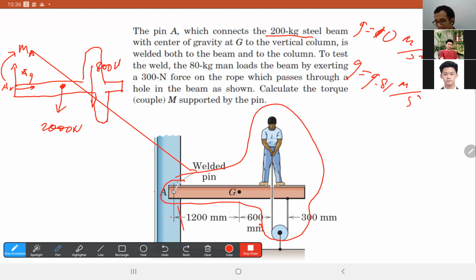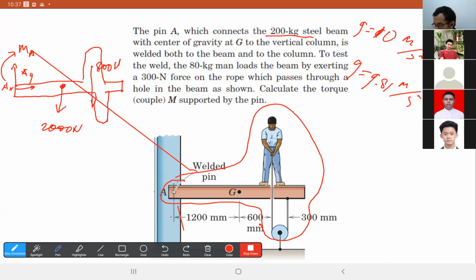What are the external forces and gravitational forces which are happening at that particular system? Anyone here? The load from the man. The load from the man, 800 Newton, right? The force, the 300 Newton pull. Remember, this is the system that we are drawing. So the load of the man in this particular system becomes an internal force, and we ignore that.